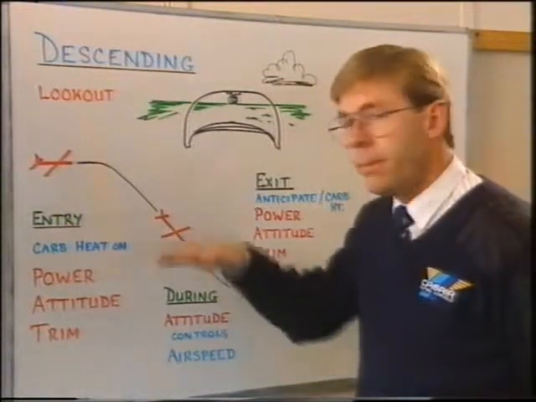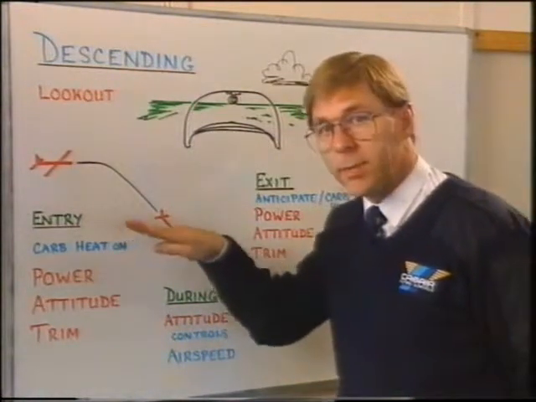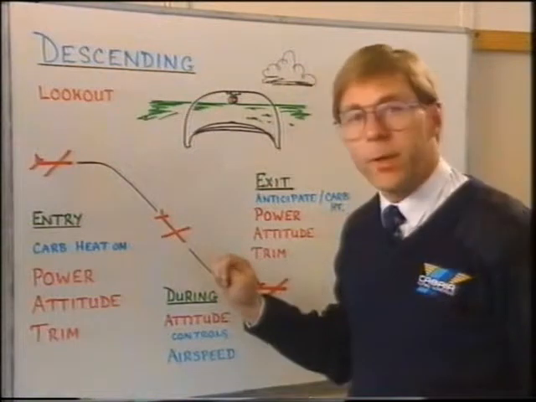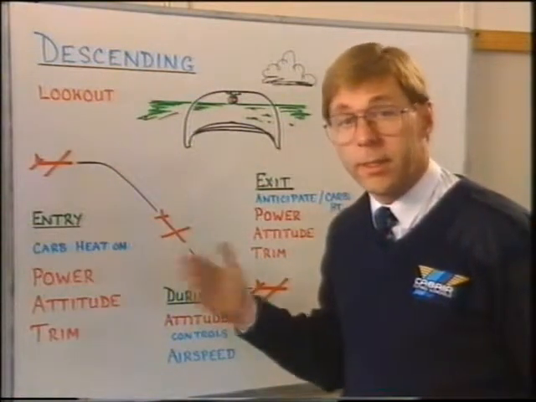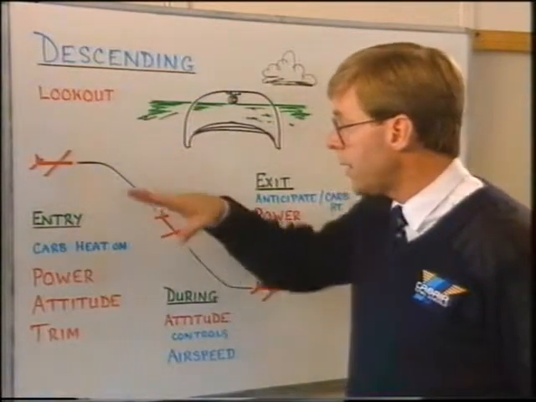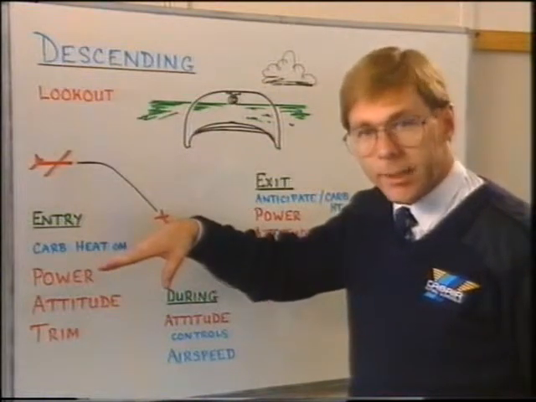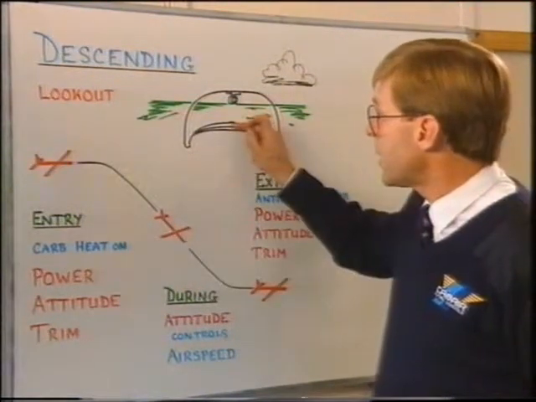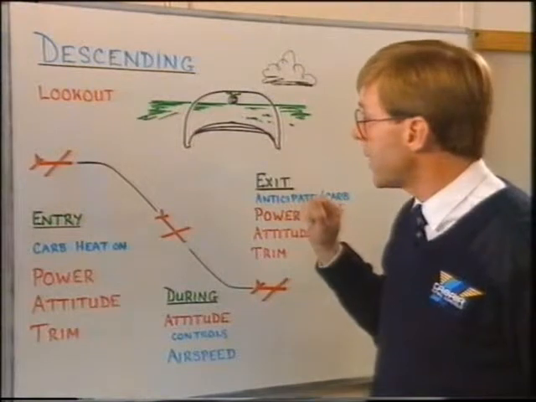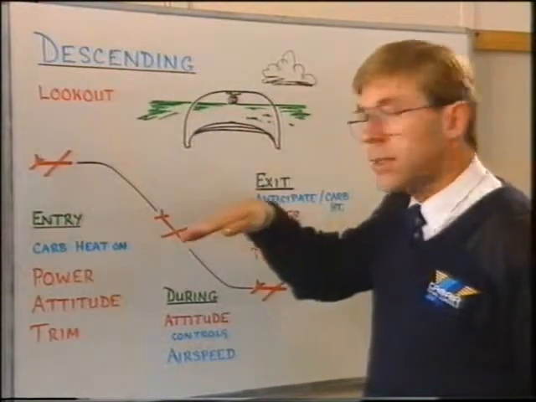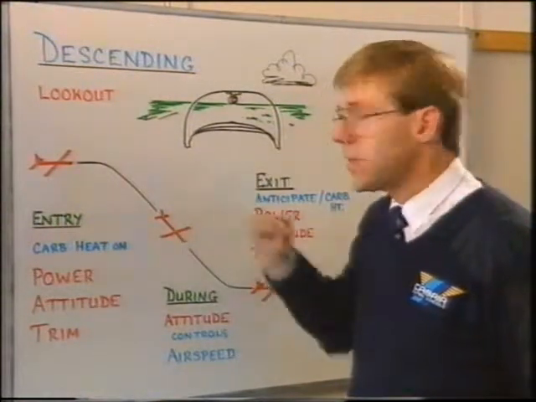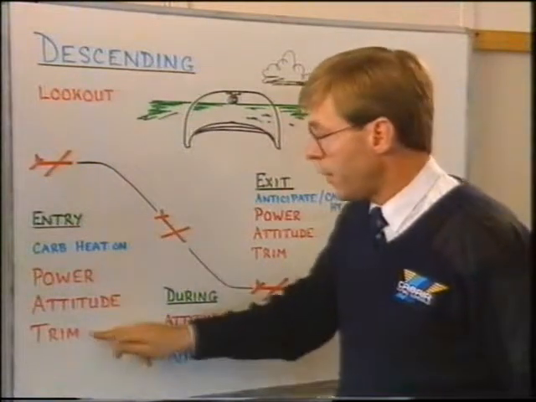maintain the level flight attitude as the airspeed reduces, and just before we reach the known gliding speed, which in this aircraft is 80 knots, we will reselect the known descent attitude. That's the distance between the spinner and the horizon, the descent attitude. Having selected the correct attitude, the aircraft should descend at the correct speed. We will then trim the aircraft.